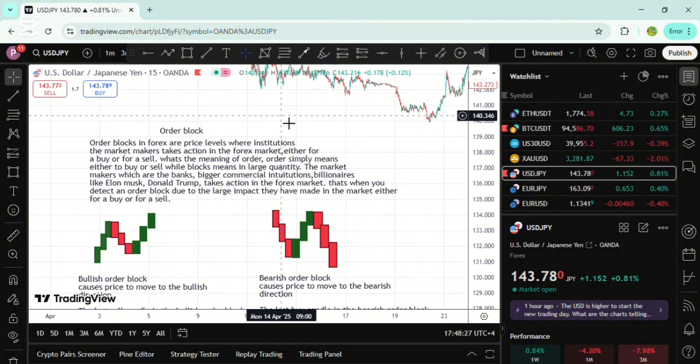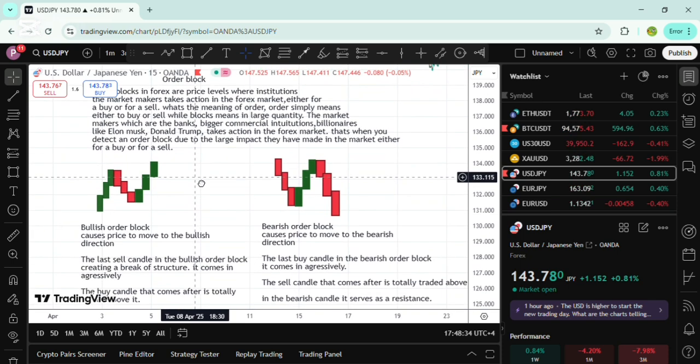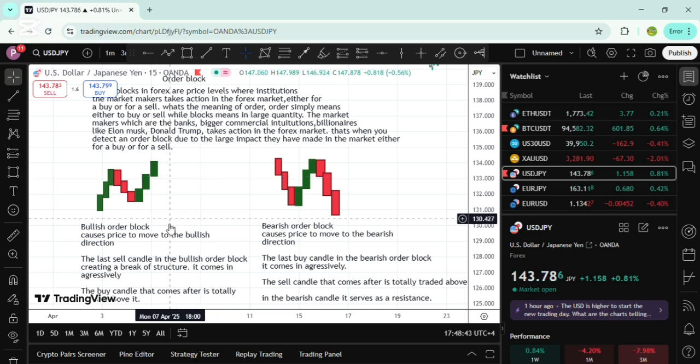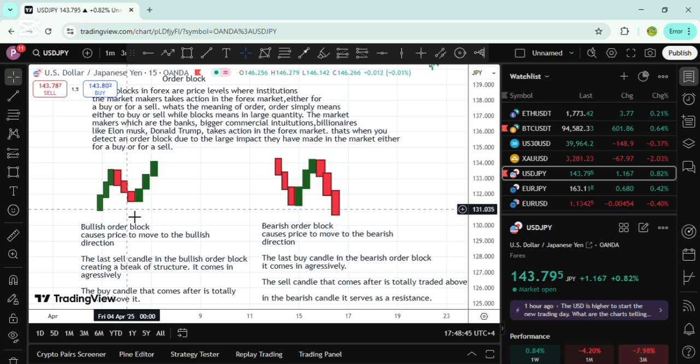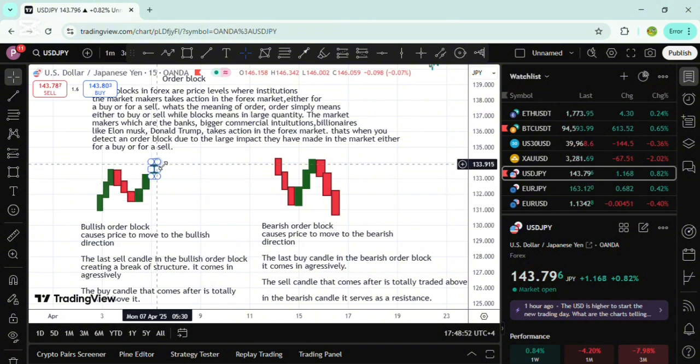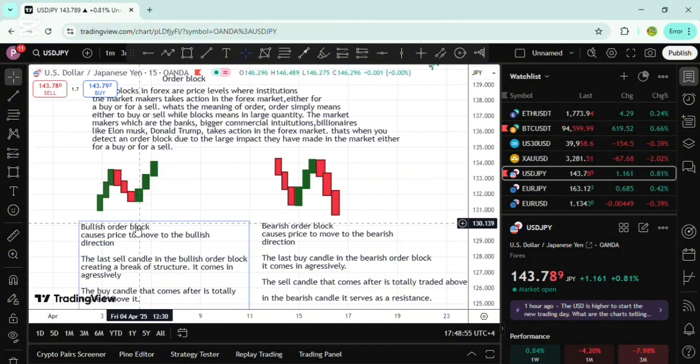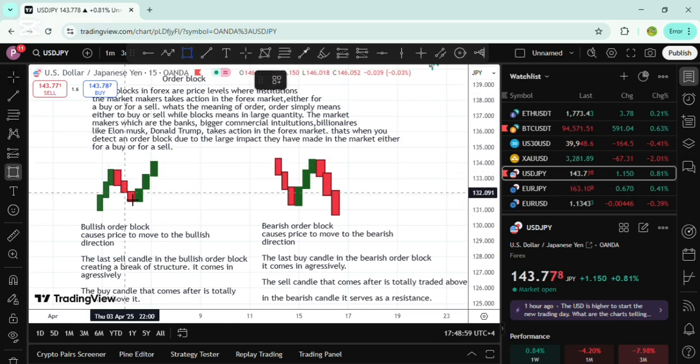There are two types of order blocks: the bearish order block and the bullish order block. So I'll be explaining what the bullish order block is first. This on the left hand side is the bullish order block because it went in the bullish direction. The bullish direction is upward. I forgot to explain the bullish order block. It is the first negative candle before the bullish candle. The first negative candle before the bullish candle is the bullish order block.